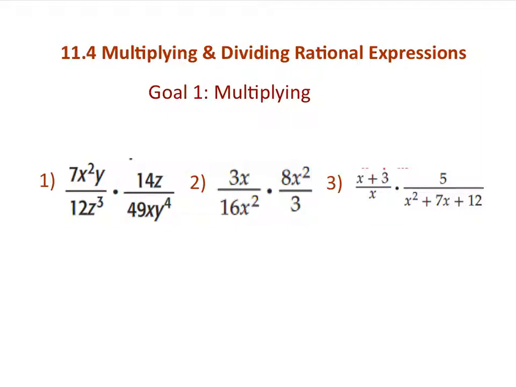11.4, multiplying and dividing rational expressions. Our first goal is to multiply. So let's take a look here at number 1. I have 7x squared y over 12z cubed times 14z over 49xy to the fourth.